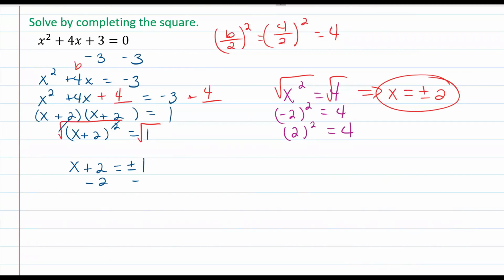Now we subtract 2 from both sides, and so we're going to get two answers. x is equal to 1 minus 2, or x is equal to -1 minus 2. The minus 2, the -2 doesn't change. It's the 1 that changes signs. And so you get two answers, x is equal to -1 or x is equal to -3. And those are your two solutions.